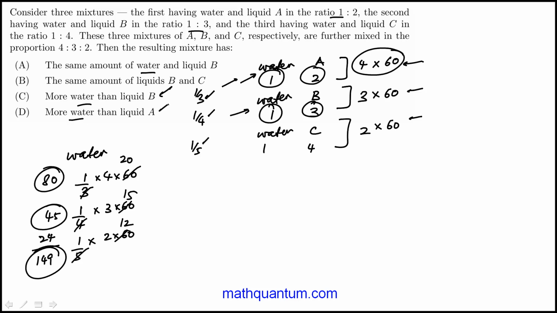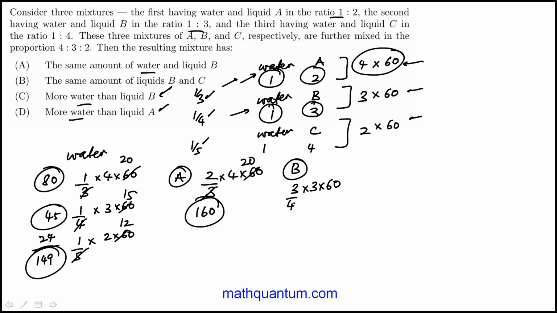Now I need to figure out these liquids A and B and then be able to compare them. So A would be 2/3 of 4 times 60, that's 160. B is 3/4 of 3 times 60. I hope you're following my logic here. This would be 135. And then C would be 4/5 of 2 times 60. Choosing that 60 just makes numbers easier. I don't have to deal with fractions. So that would be 96.